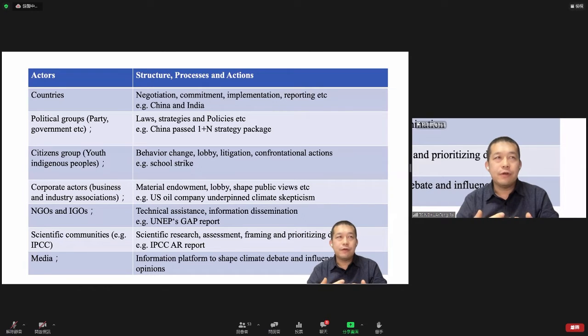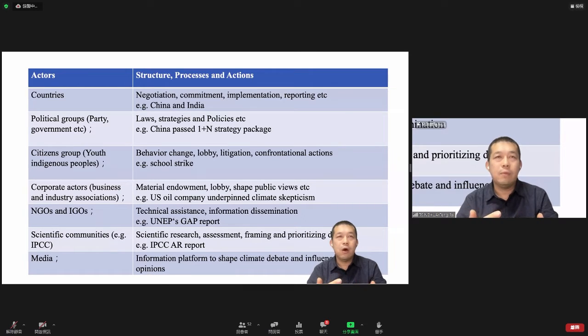And also we include others, for example, the citizen groups, which include different groups of citizens, and especially the emerging groups of youth and indigenous people. And the citizen groups can interact with those objectives of climate change through different ways. They can interact in a positive way, changing their behaviors and their lifestyles. For example, reducing their food waste to contribute to emission reduction.